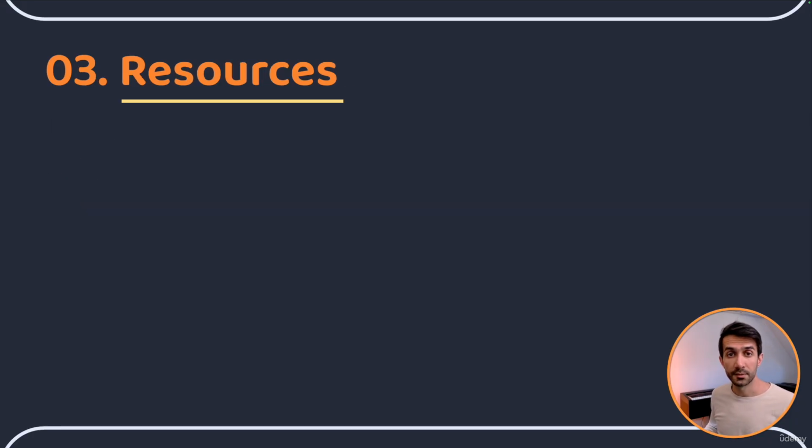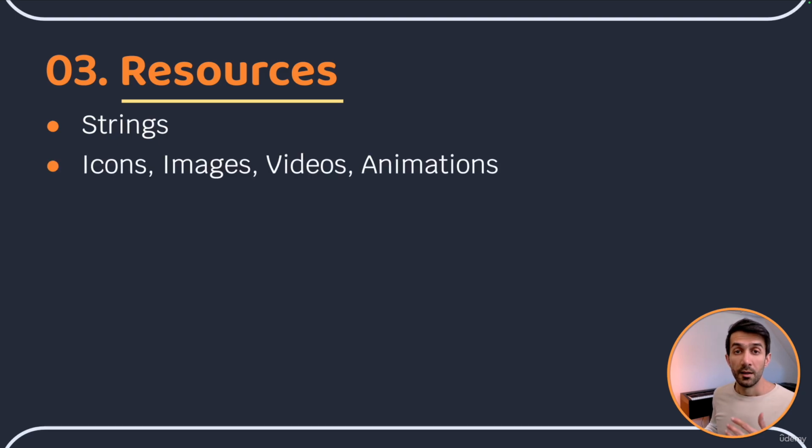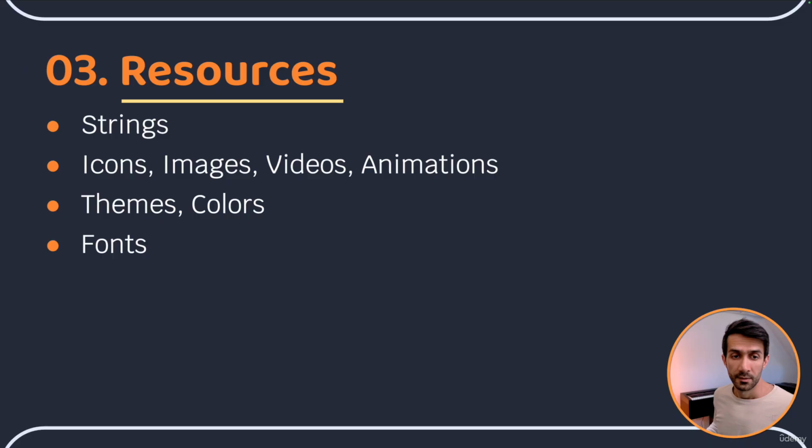The next component, resources. For example, strings. These are static texts that are bundled with the app. For example, translated text that is going to be shown on the screen. Icons, images, videos, and animations. These are also bundled with the app. Themes and colors, which we will get to as well later. And fonts, if you happen to want to use custom fonts. Otherwise, the default font doesn't need to be shipped with your app.